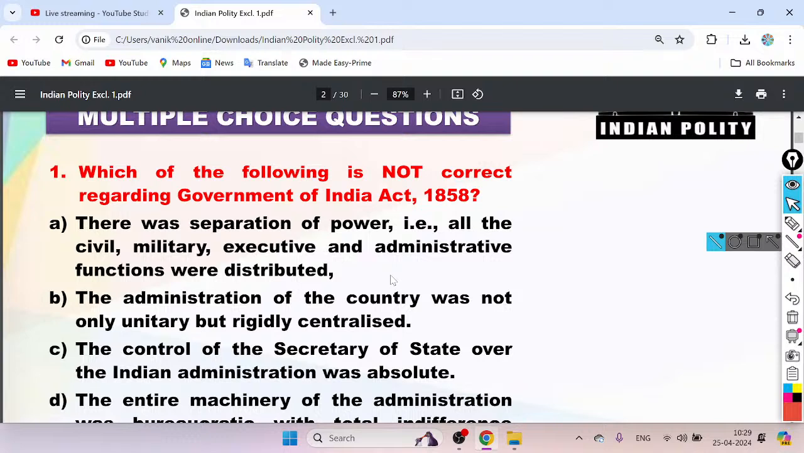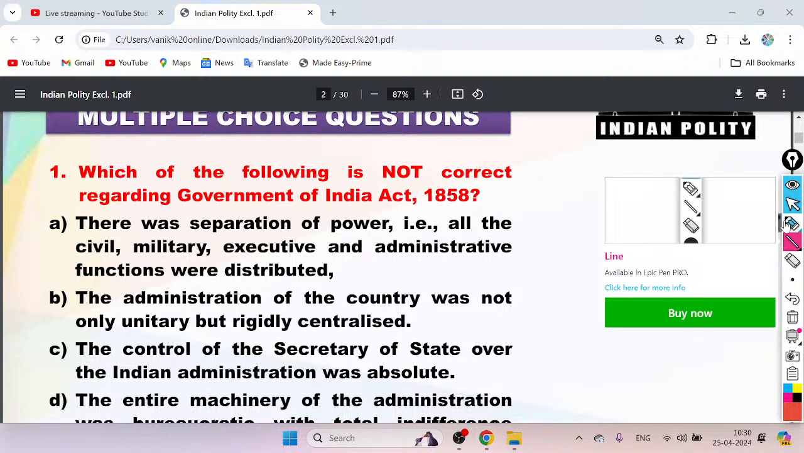So which of the following is not correct? There was separation of power. All the civil, military, executive and administrative functions were distributed. No, not at all. Because the British did not provide a democratic form of government. It retained absolute power in decision making. It was quite centralized in form, and it was not a democratic government. So there is no chance of separation.